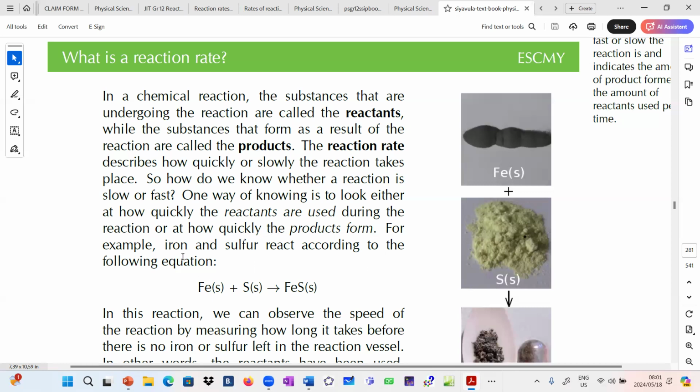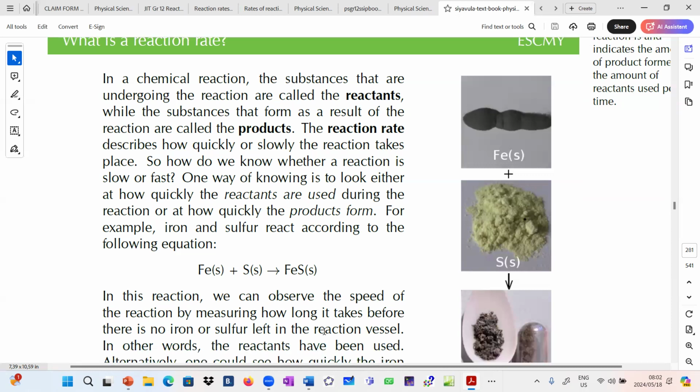For example, iron and sulfur react according to the following equation. So let's look at the chemical reaction between iron as a solid and sulfur as a solid, and we see that we obviously have iron sulfide. In this reaction, we can observe the speed of the reaction by measuring how long it takes before there is no iron or sulfur left in the reaction vessel.